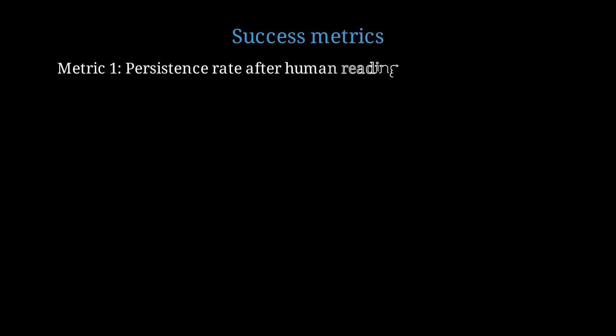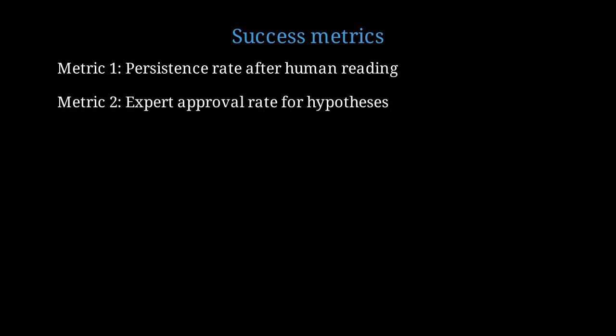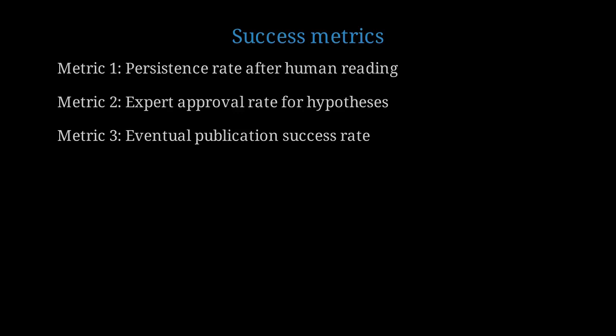Metric 1. What fraction of AI suggested gaps persist after human reading? Target: 50 to 70%. Metric 2. What fraction of generated hypotheses survive expert critique? Target: at least 40%. Metric 3. What fraction of tested hypotheses lead to publications? Target: at least 30%. This is the ultimate validation.